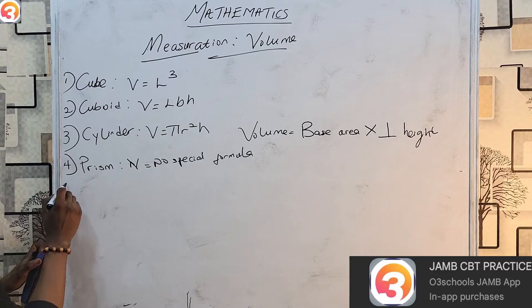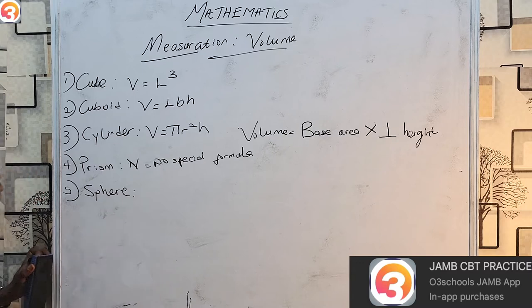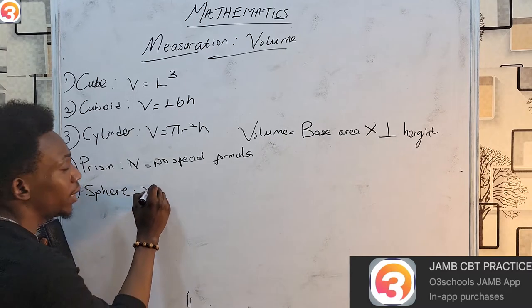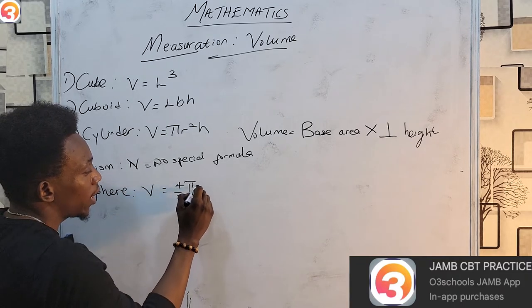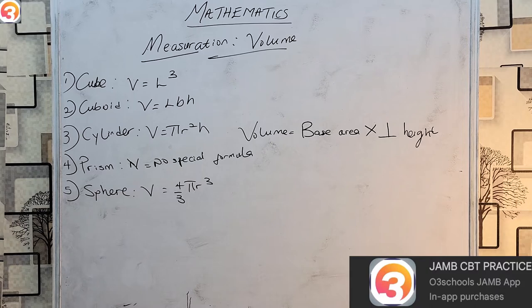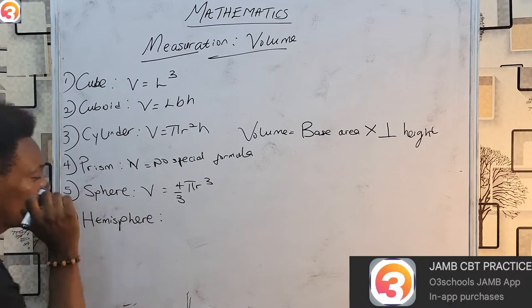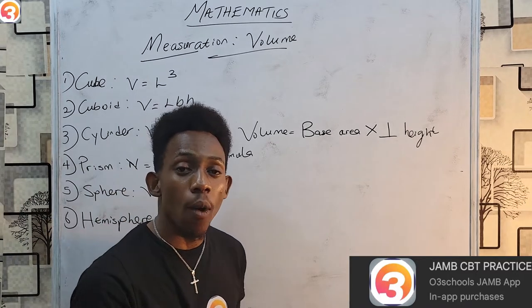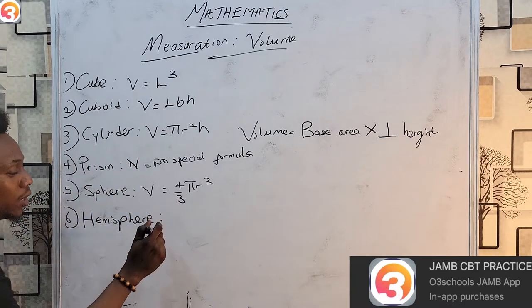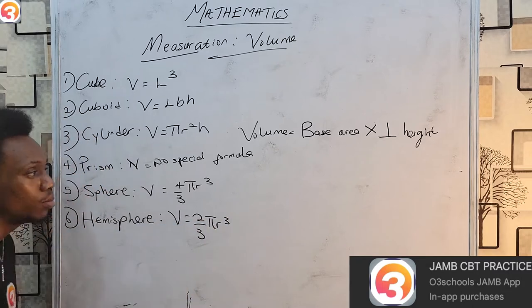Next up, let's look at a sphere. A sphere is like a football. The volume is 4 over 3 pi r cubed. Very simple and straightforward. Then we also have what is called a hemisphere. A hemisphere is basically like half a sphere. A football cut into two equal parts. That means you're going to be using half of this. The volume is now 2 over 3 pi r cubed.